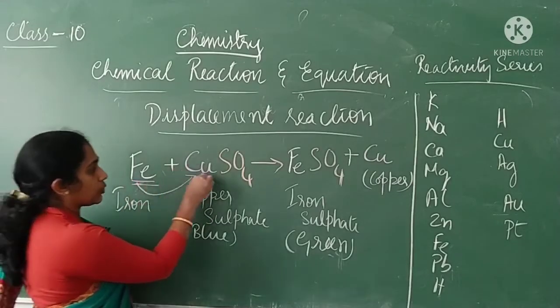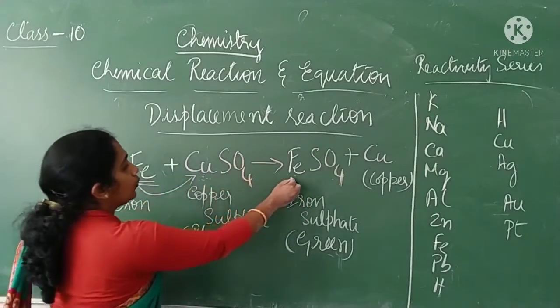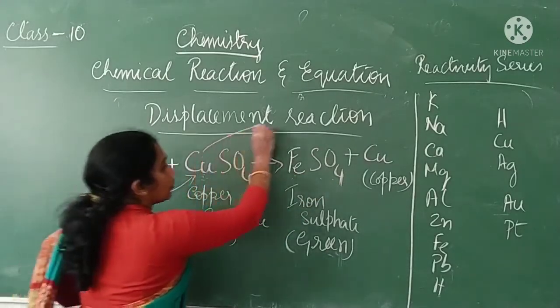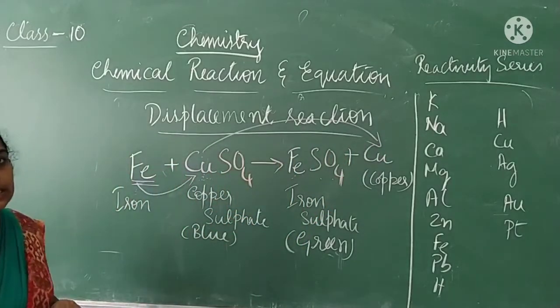So iron goes and occupies the place of copper, so it becomes ferrous sulfate. Copper sulfate changes to ferrous sulfate. What happens to copper? Copper has been displaced out, so it will come out. It has been removed from that salt solution.